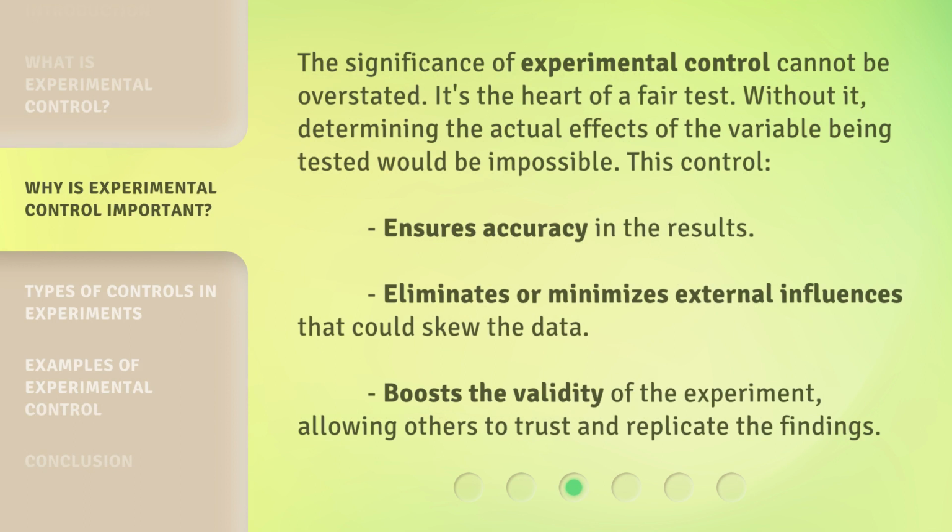The significance of experimental control cannot be overstated. It's the heart of a fair test. Without it, determining the actual effects of the variable being tested would be impossible. This control ensures accuracy in the results, eliminates or minimizes external influences that could skew the data, boosts the validity of the experiment, allowing others to trust and replicate the findings.